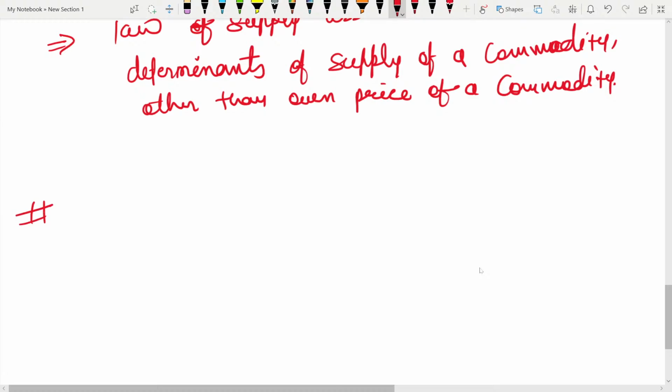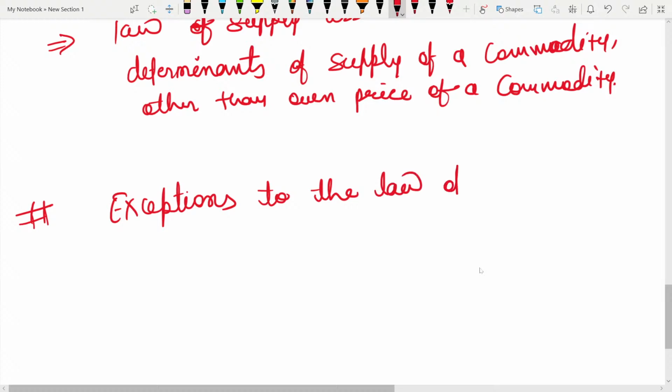Okay, as we have seen in the law of demand, there were also some exceptions, which were talked about. The law of demand basically does not work if some exception takes place in the market. So, exceptions to the law of supply. What are those exceptions?